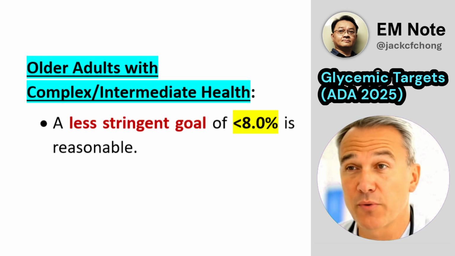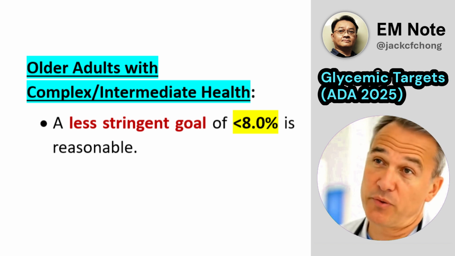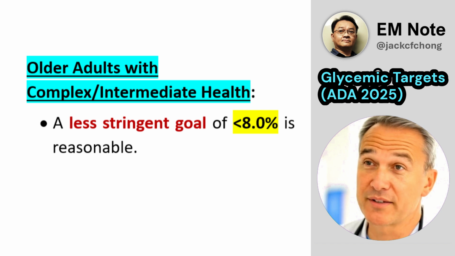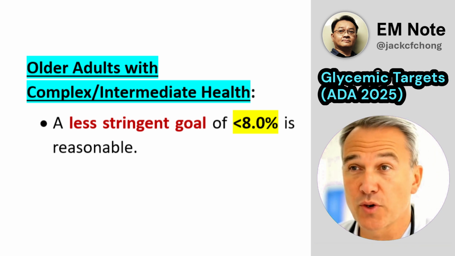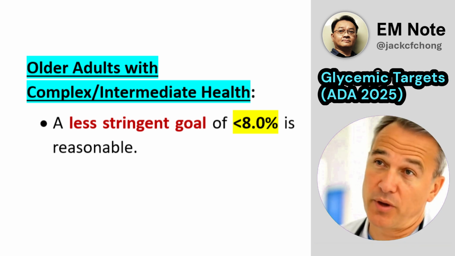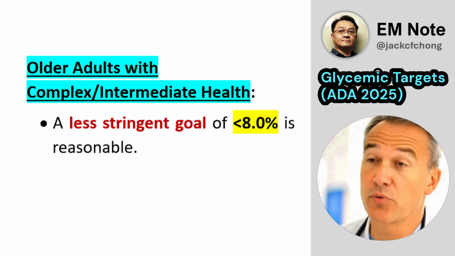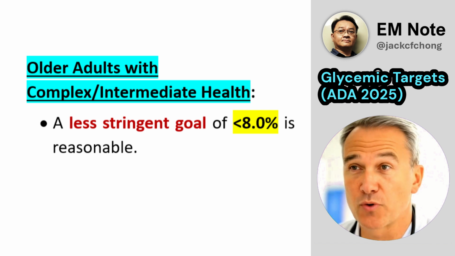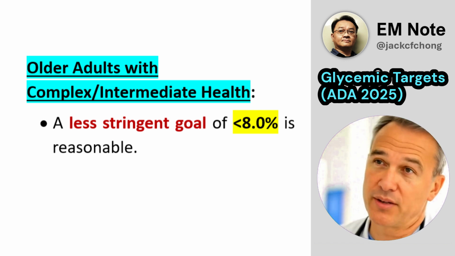When managing older adults with more complex medical conditions or intermediate health status, the HbA1c target is further adjusted. For this group, aiming for an HbA1c less than 8.0% is considered reasonable. This higher target helps prioritize safety and quality of life.